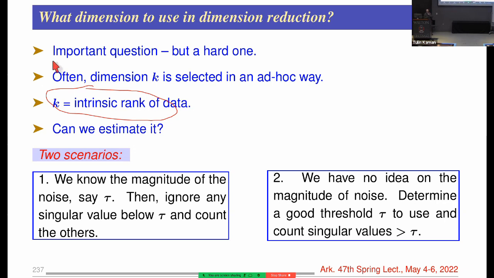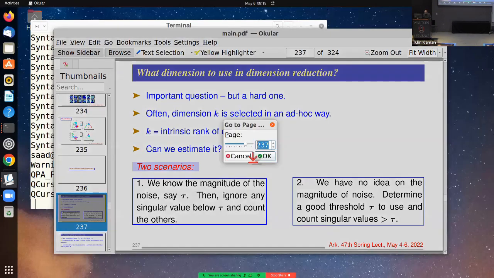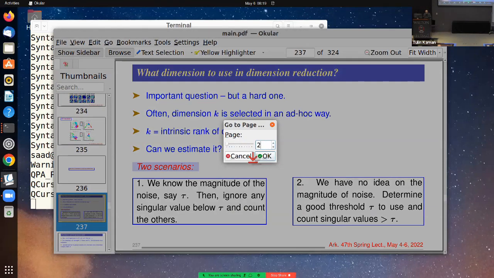So there are two scenarios. One is when you know the magnitude of the noise, then you essentially ignore singular values below that threshold. And the second scenario is when you have no idea. This is somewhat similar to what Jim was talking about last time. You have these two scenarios, right? So in this case, you have to figure that out. So spectral densities will allow you to do this part specifically. So I'm going to go now to page 51.